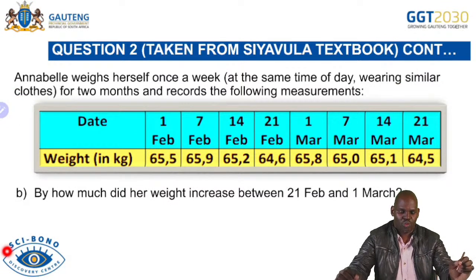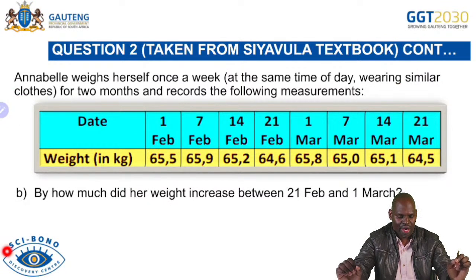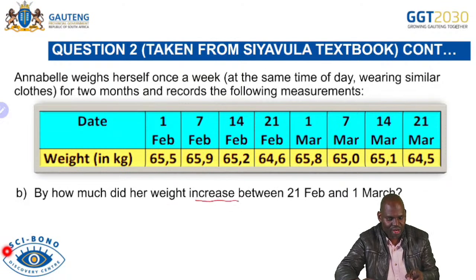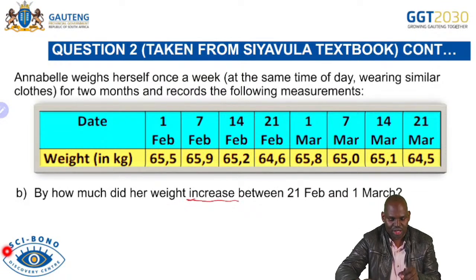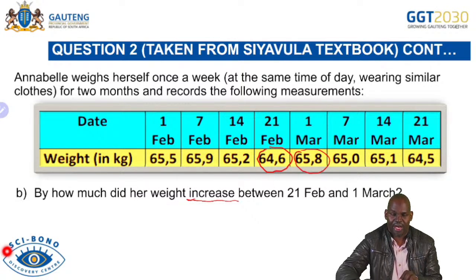Okay, still on the very same question. By how much did her weight increase between 21st of February and 1st of March? Now we have to check if indeed there was an increase there. That is, on the 21st, it was 64.6, and then on the 1st, it was 65.8. So there's an increase, but they want to know by how much did her weight increase. So we still have to calculate the difference.